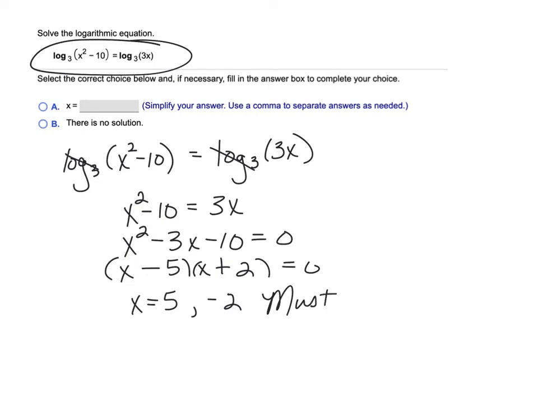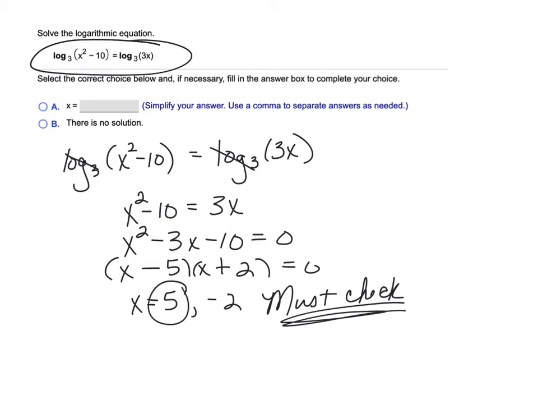When you're dealing with logs, you must check your answer, especially when you came up with 2 answers. You're checking to see that these numbers, when you plug them into the original function, cannot make the parentheses negative. You can never take the log of a negative number. So, for instance, if you plugged 5 into the original problem, you would get 5 squared, which is 25 minus 10. That's positive. And then on the other side, you would get 3 times 5 is positive 15. So 5 works. Everything's great.